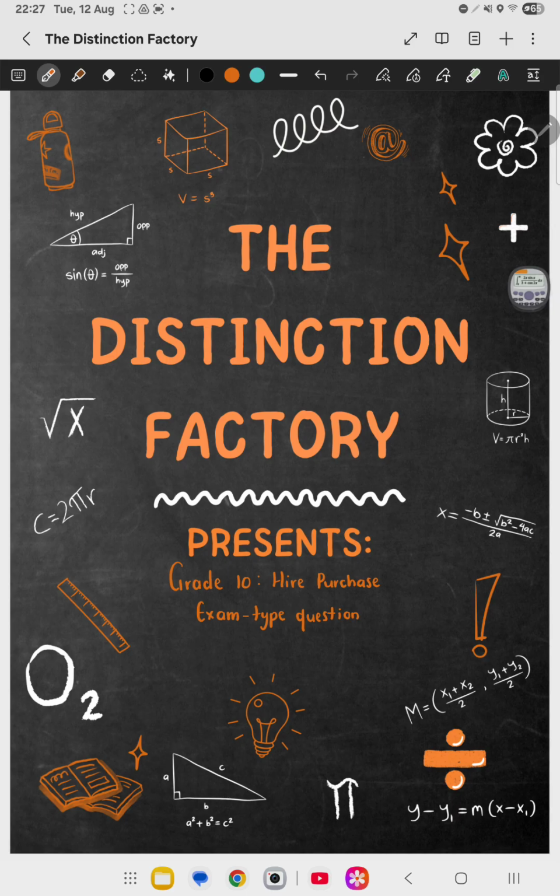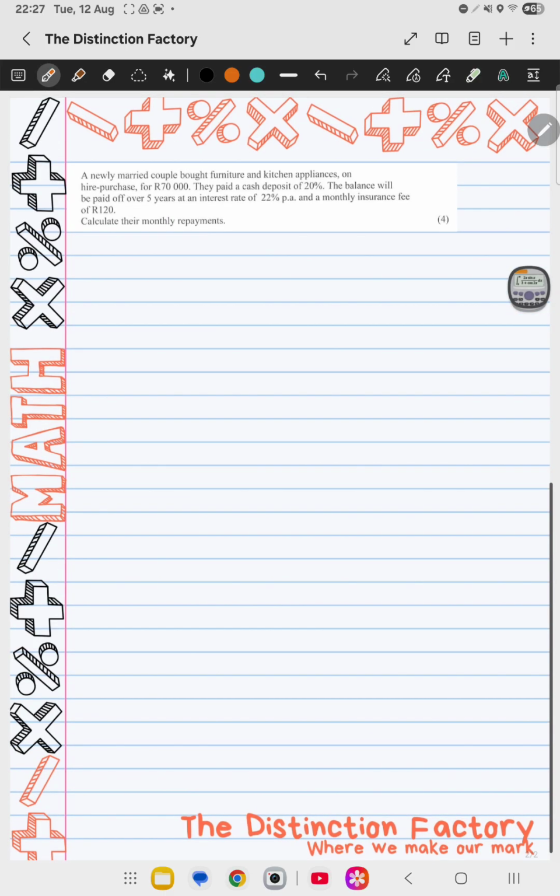And today we're going to be practicing an exam type question on hire purchase, which is for financial maths. Down here we have a scenario. It says a newlywed married couple bought furniture and kitchen appliances on hire purchase for 70,000 Rand. That is an important bit of information, so I'll just highlight that here.